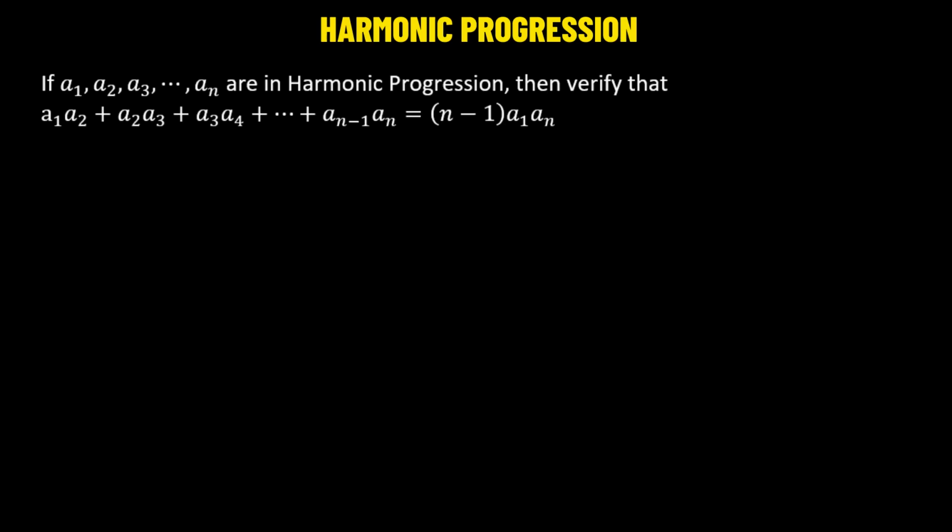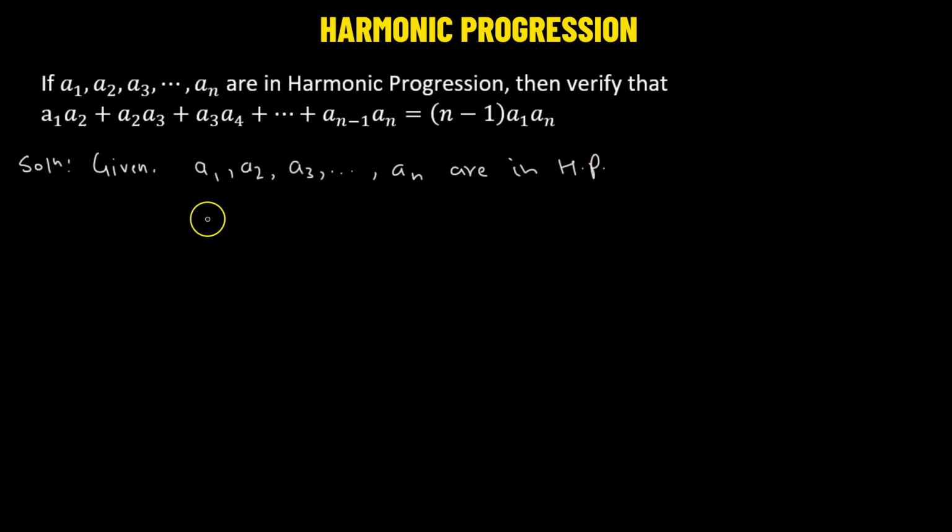So here we have the sequence A1, A2, A3 all the way up to AN. These sequences are in harmonic progression. Then we need to verify the following. So let us begin. Now it's given here already that the sequence A1, A2, A3 all the way up to the nth term AN, these terms are in harmonic progression.